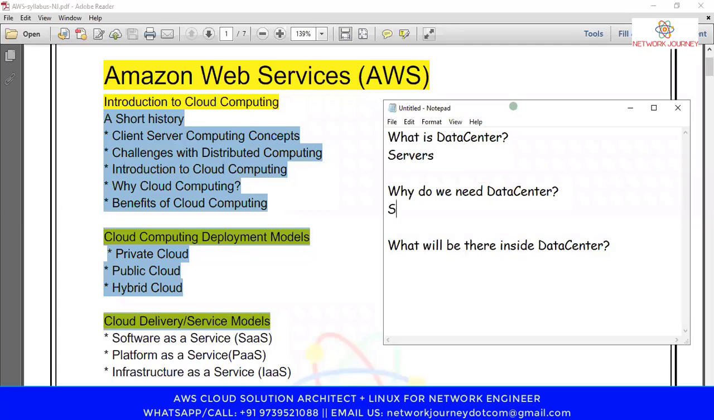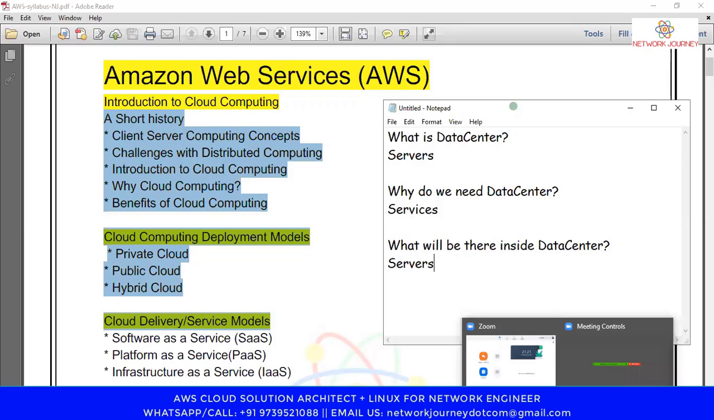There we are delivering the services. Okay, fine. And what will be inside the data center? The same answer. There will be servers. Okay. Now my next question is that, are you thinking under the data center only we will have servers, or apart from the servers, what we will have over there? It would be Nexus switches. Switches would be there, and storage unit would be there.